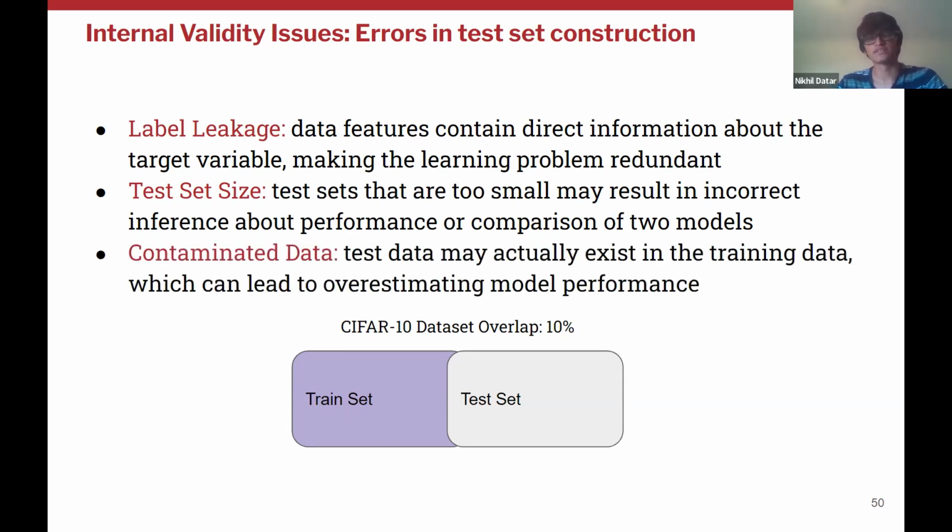There's also the issue of contaminated data. In a very public data set, they actually found an overlap within the training and test set. There's a 10% overlap in the data in this data set. And so that can result in overestimating model performance, because a model is not being given entirely new and independent data for testing.